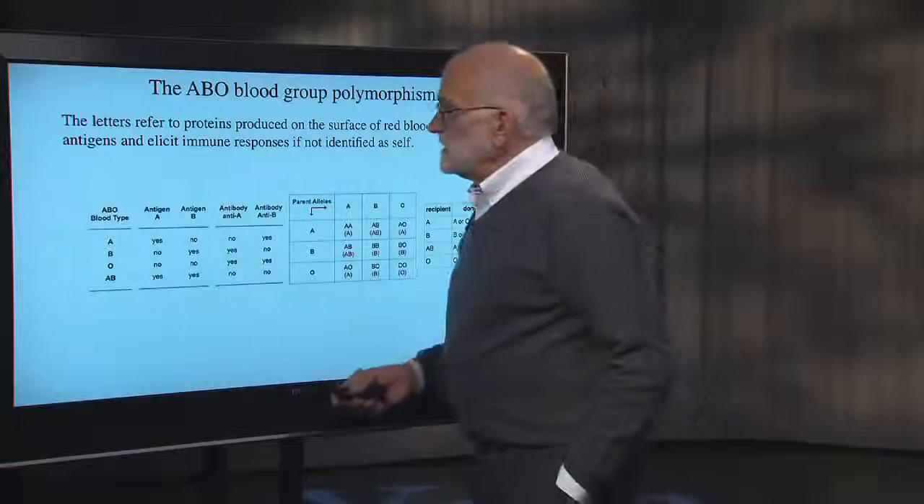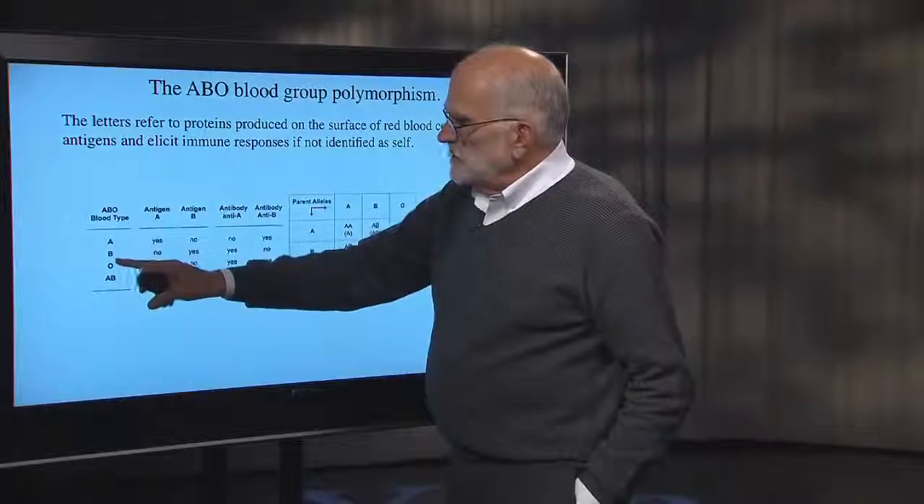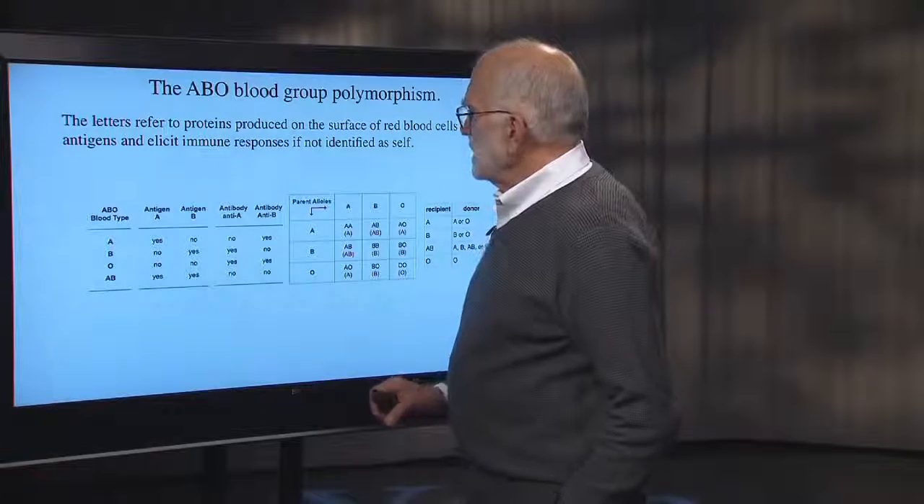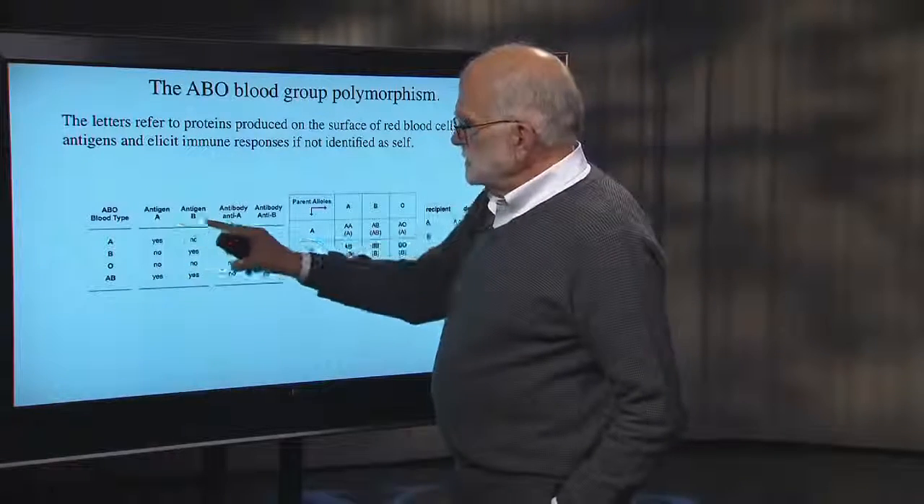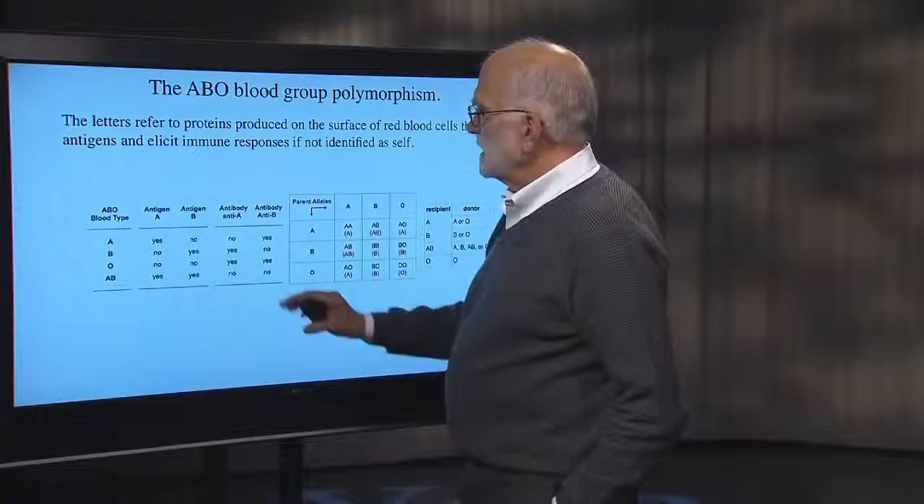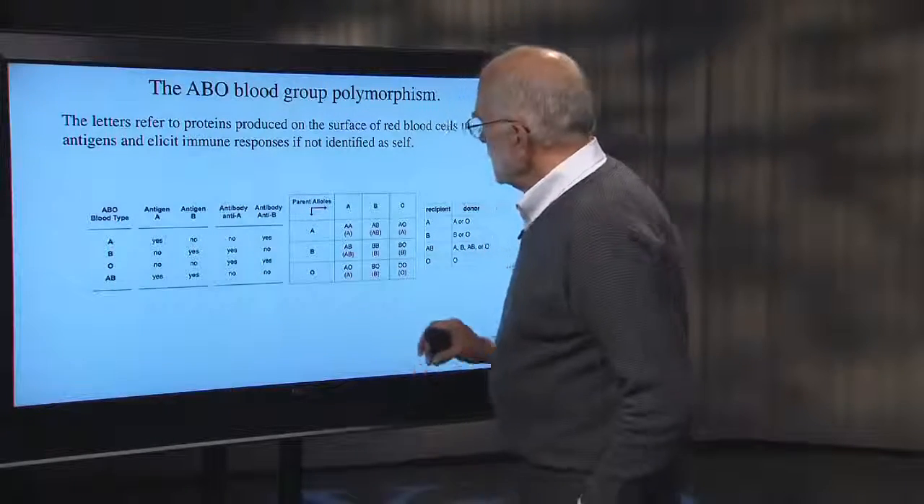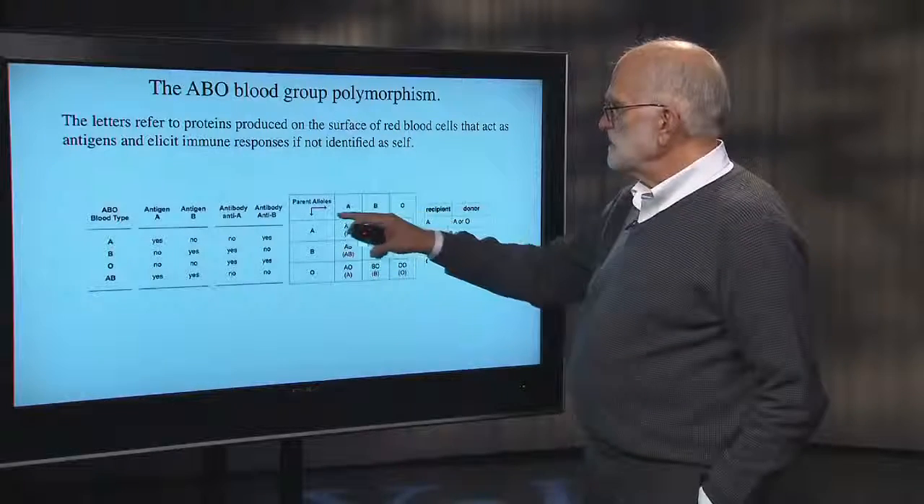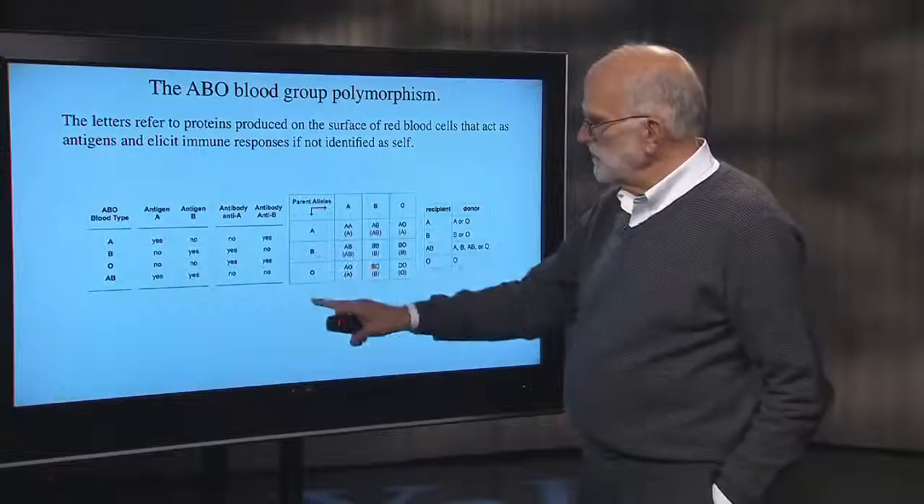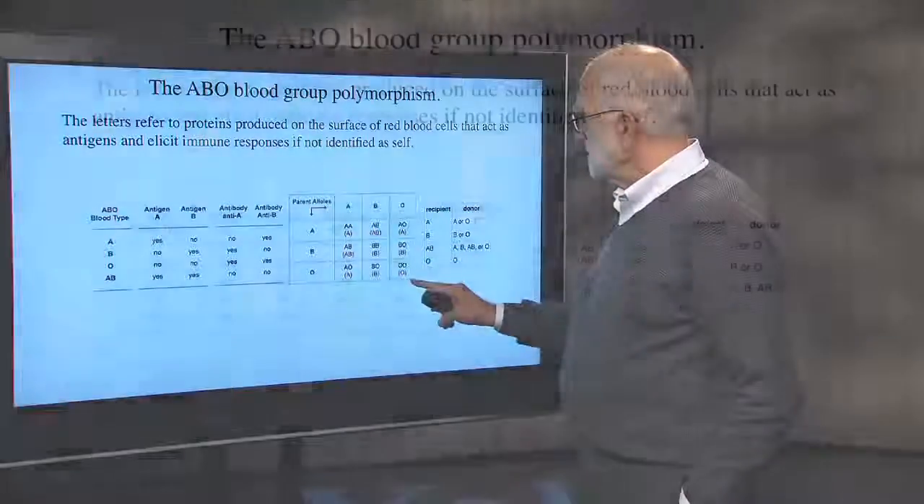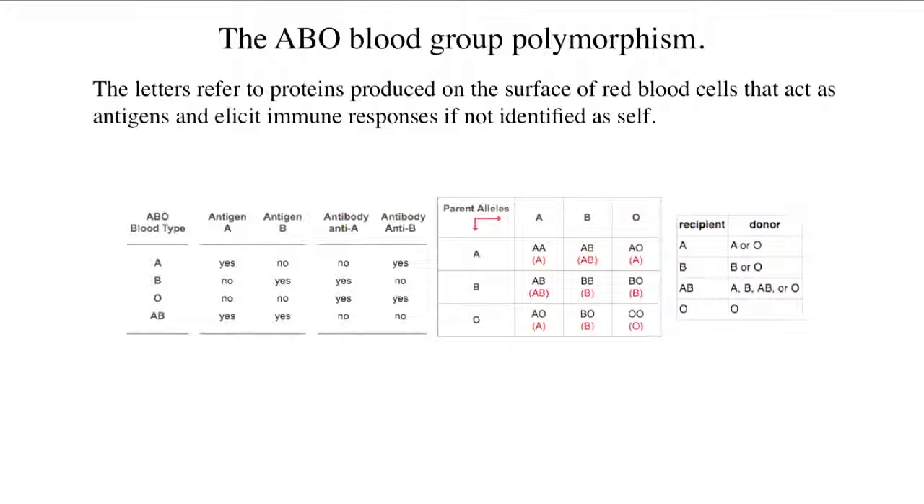So these are the blood types, A, B, O, and AB. And these are the antigens that are being presented on those blood types and the antibodies that they elicit. And if the parent has this blood type, so this could be the mother here and this could be the father here, here are the possible offspring, okay? So either an A or O donor can give to an A type, a B or O donor can give to a B, an AB can get blood from AB, A, B, or O, but O can only receive blood from O. That's the result of all that information.